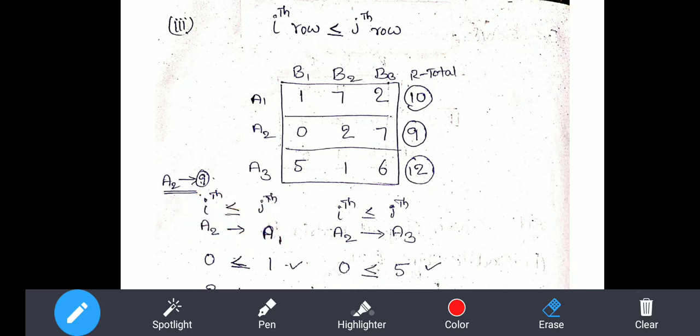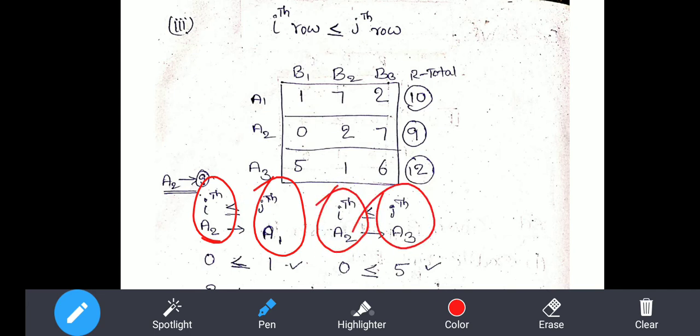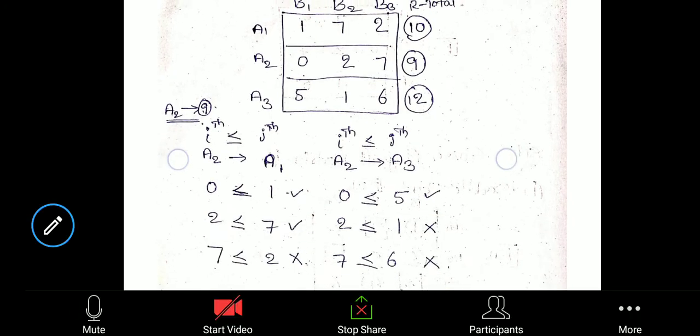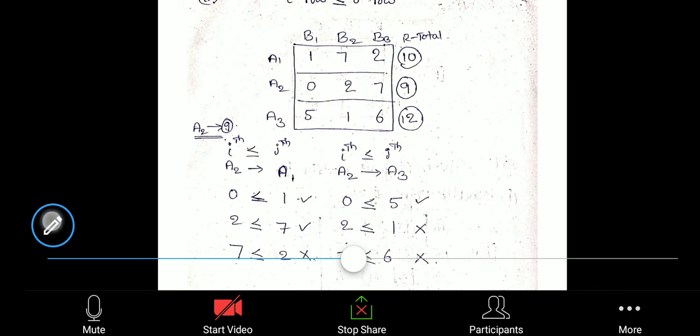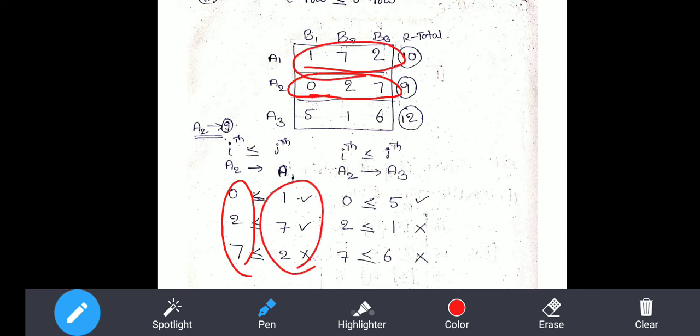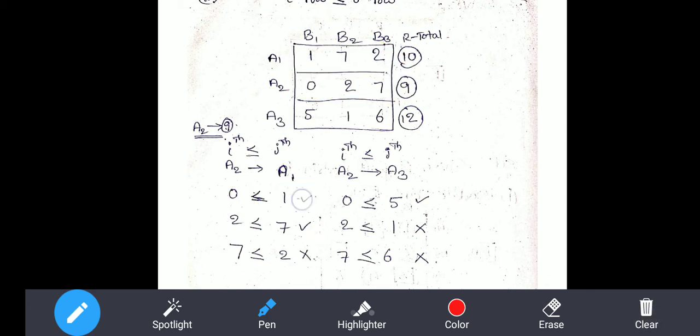Next condition is: ith row will be A2, jth row will be A3. By applying these elements, you can observe this clearly. The ith row elements, the ith row will be A2: 0, 2, 7. 0, 2, 7 will be considered as less than or equal to the A1 row. A1 row is 1, 7, 2. So we are applying the condition: 0 is less than 1, 2 is less than 7, 7 is less than 2. It is not possible. It means A2 is not dominated by A1.